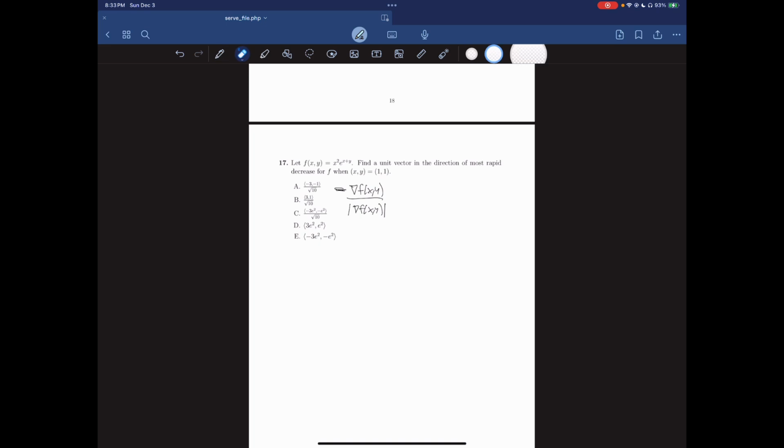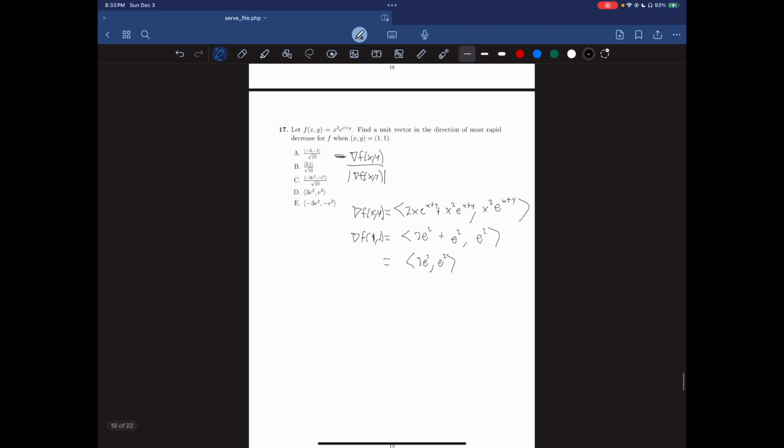So now we're just going to find grad f of x, y. We need to use the product rule here, so we're going to get 2x e to the x plus y plus x squared e to the x plus y, and for y, no product rule, e to the x plus y. Now we're just going to plug in 1, 1 here. That's 2e squared plus e squared, comma, e squared, which is just 3e squared, e squared. And like I said, we need to first normalize it, and then we can negate it.